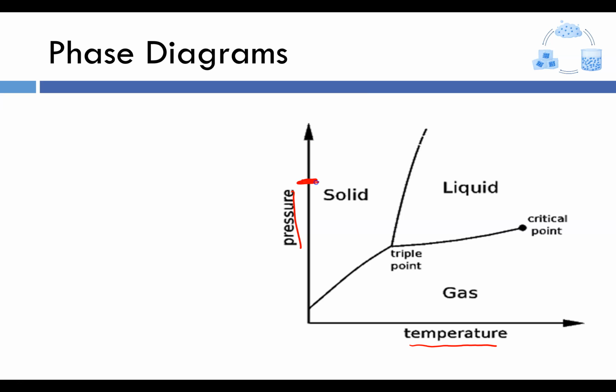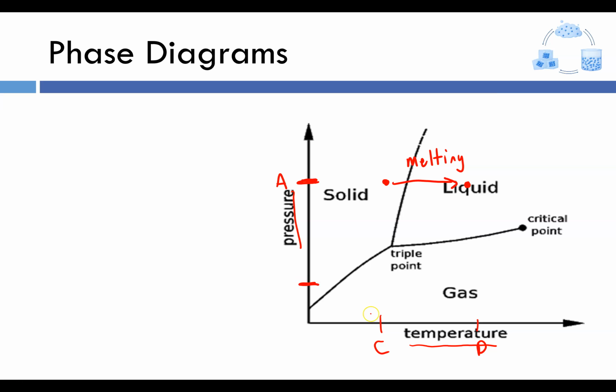Let's say you've got something at pressure A. We're changing in temperature from C to D. What phase change have we experienced? Well, based on our phase diagram, if we go from C to D, we have undergone melting. Pressure has stayed the same. Temperature has changed, so the increase in temperature has caused us to melt.